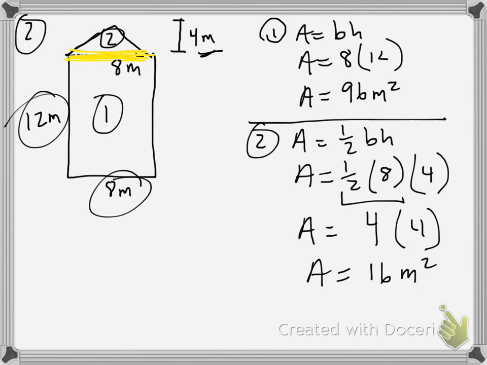squared. So to find the area of the total shape, I just would need to add 96 plus 16, and that equals 112. So the area of the total shape is 112 meters squared.